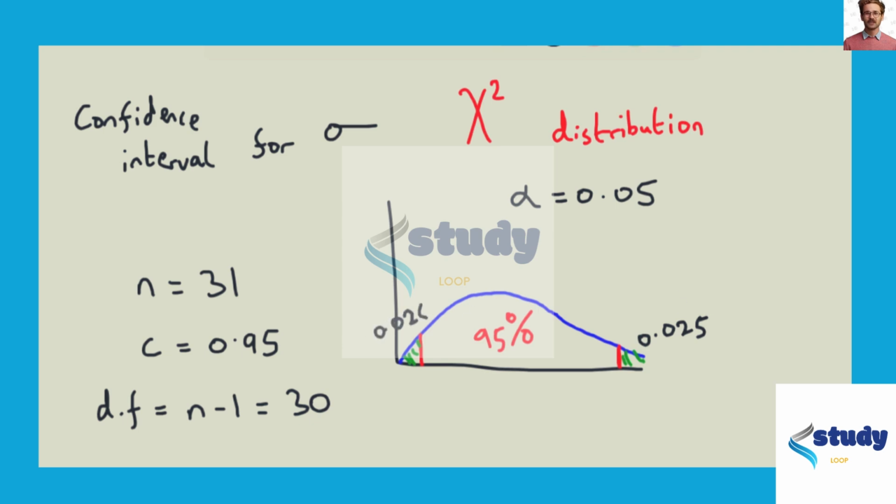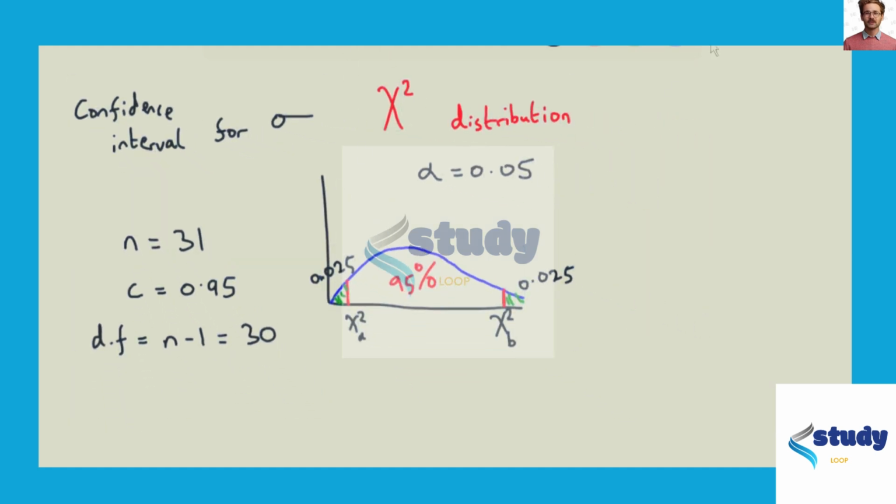And we need the values to cut these off on this particular chi-squared distribution. So go to a chi-squared table. Some of them will have the option for 2 tails, and you can just say alpha is 5% and degrees of freedom is 30. Some of them don't have that, they just have chi-squared sub some number.